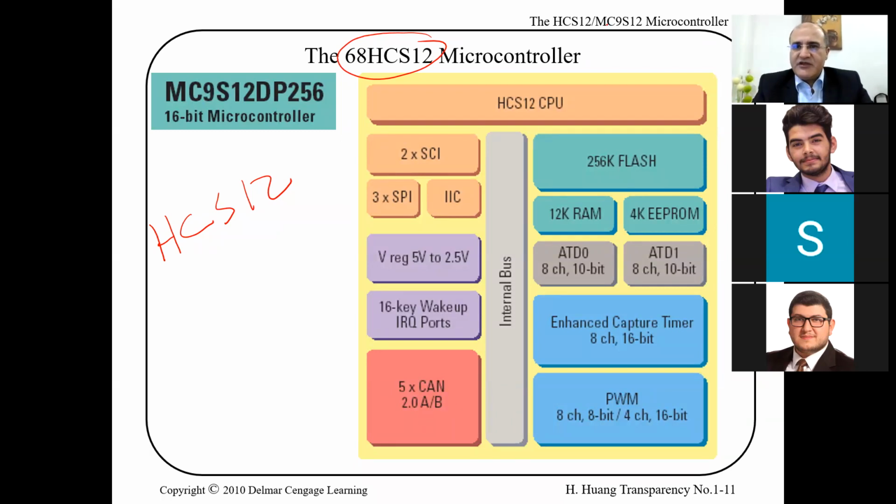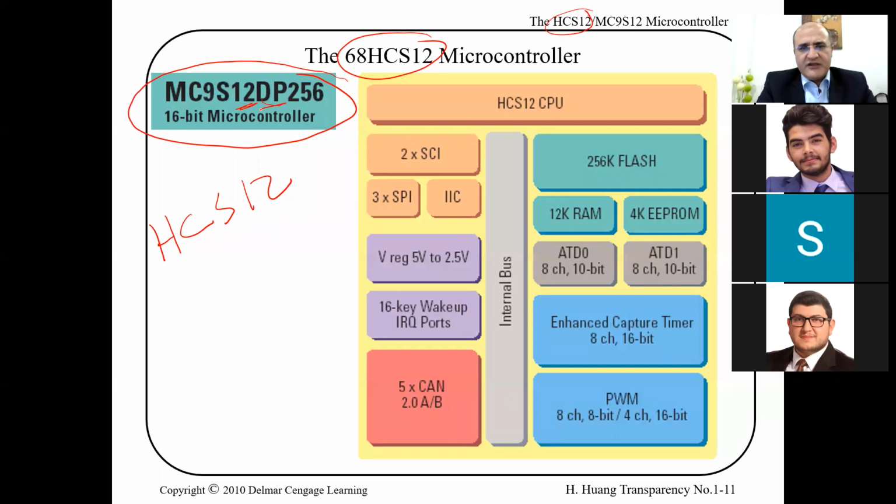Many family members. This is its name. The family member we're using here is this one. It is called MC microcontroller. S is for the star family, 9 star, I think. 12, HCS12, because there was something before called 11.